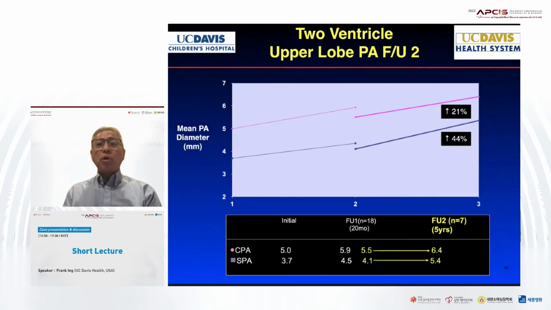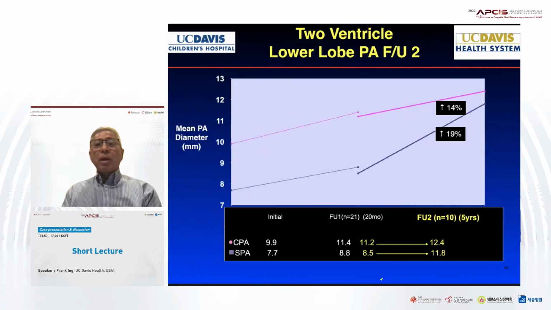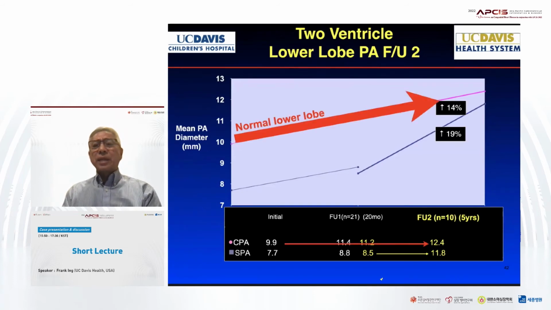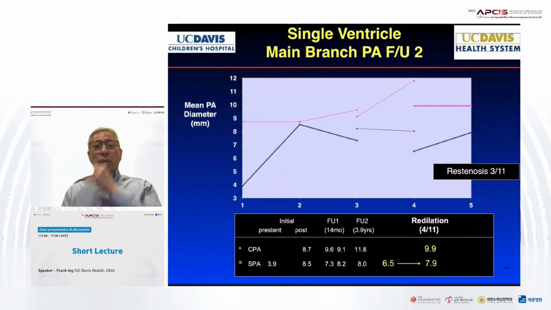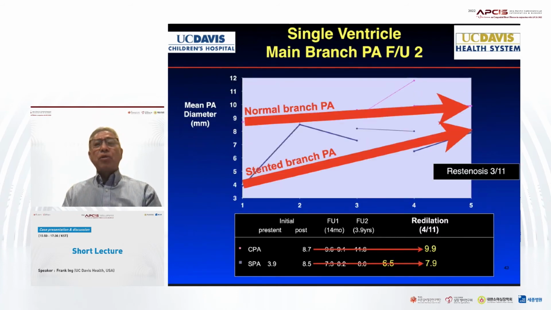If you look at the upper lobe, again, the unstented size grew 21%, but the stented side went up 44%. So that means that there's a lot of catch-up growth there. Again, the lower lobes, they didn't change that much. The unstented side grew 14% in the follow-up, while the stented side only went up 19%. If you look at the single ventricle patients as well, the changes in the size between the normal side and then the stented side, there's a lot of catch-up growth there.